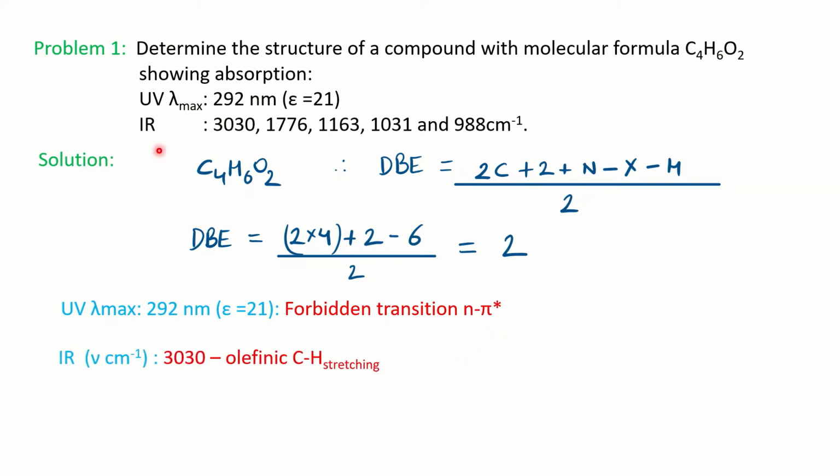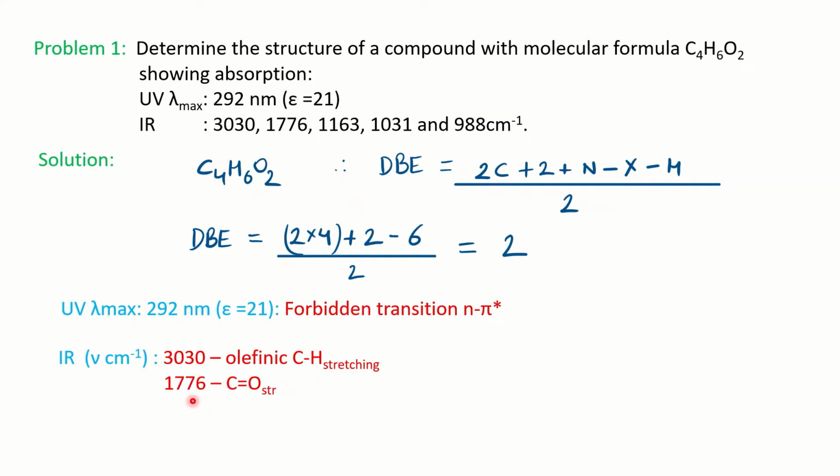Now for IR spectroscopy, the bands are given here. You have to assign them, and that helps you find out the structure of the unknown molecule. The first frequency is 3030. Any peak above 3000 is for olefinic CH stretching. It means we have another unsaturation present in the system in the form of an alkene.